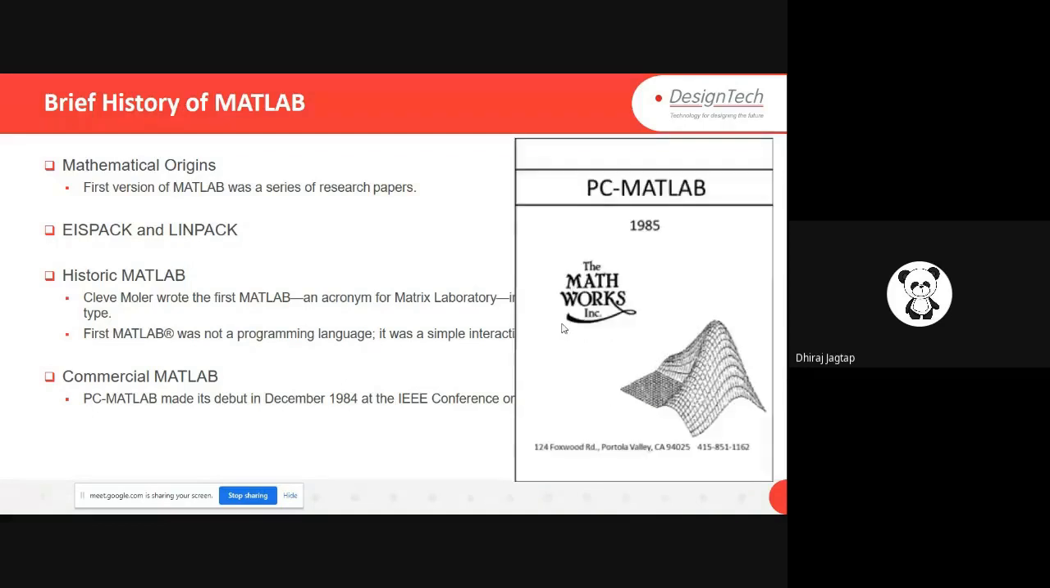The first MATLAB version they launched in 1984 at the IEEE Conference on Decision and Control. First of all, it was not a software. It was just a series of research papers. Then they modified this version, and they launched MATLAB in the commercial segment in 1984.